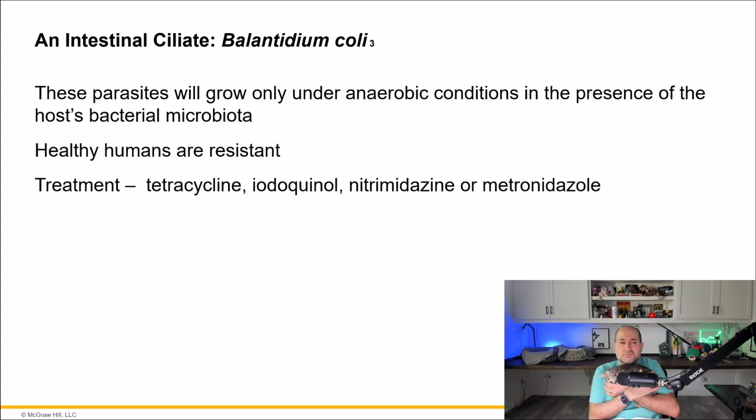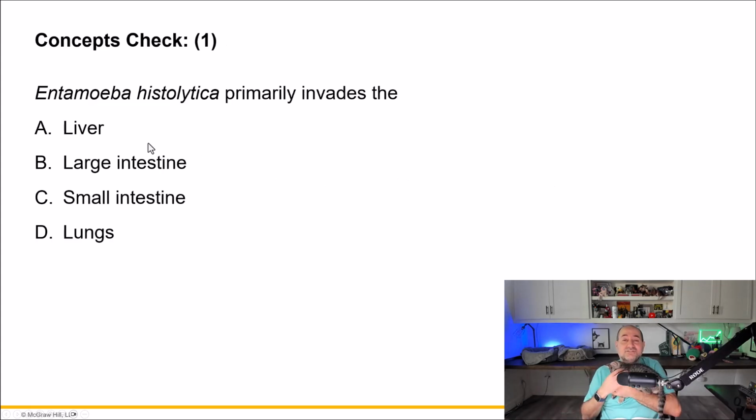Healthy humans are resistant to infection. However, if you're compromised, then these B. coli can cause intestinal disease. Treatments include these antimicrobials listed here. And that leads us to concept check number 1.